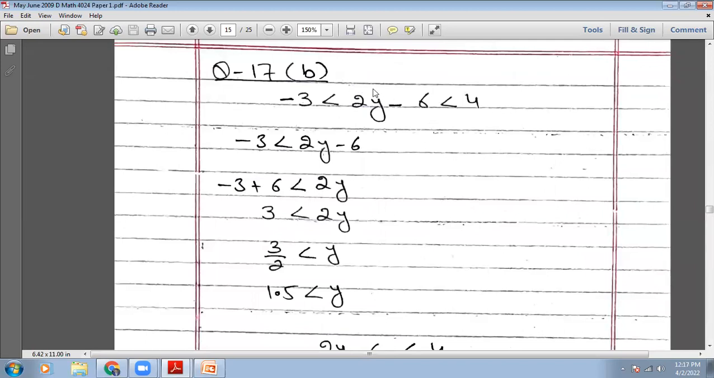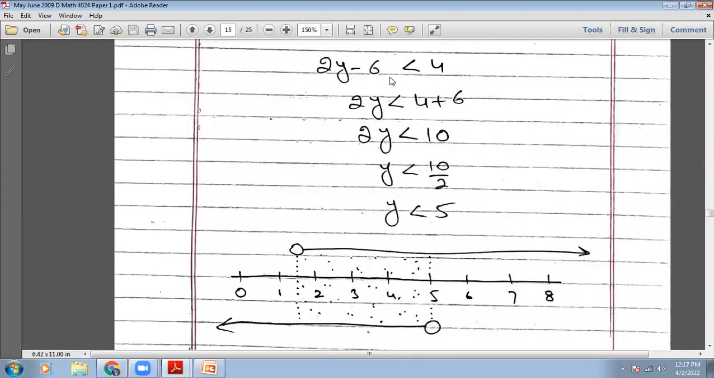Then I will take this portion of the inequality. 2y minus 6 less than 4. 2y is less than 4 plus 6. That will be 10. 2y is less than 10. 2y is less than 10, so y is less than 5.